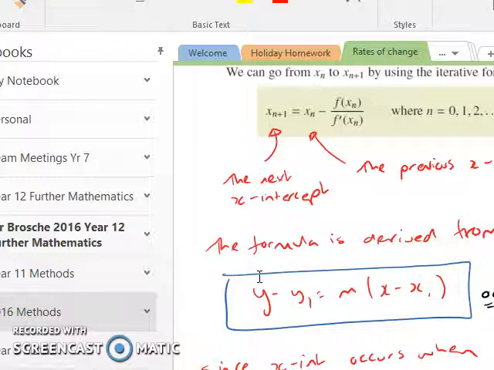So if the function looks funny, like we can't differentiate it normally, you might use an iterative process to find the x-intercept. And if you can graph it, because you know the rule, or your calculator spat out a certain rule for your function, then you can find x-intercepts by this iterative process. So we get the formula here from this.